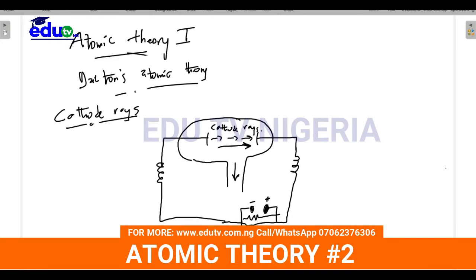But when the pressure is reduced, there's movement. Something travels through the cathode ray tube, and the residual gas begins to glow. That shows there are particles moving through the gases. So that is a brief description of what happened during Thomson's experiment. He also measured the charge to mass ratio.